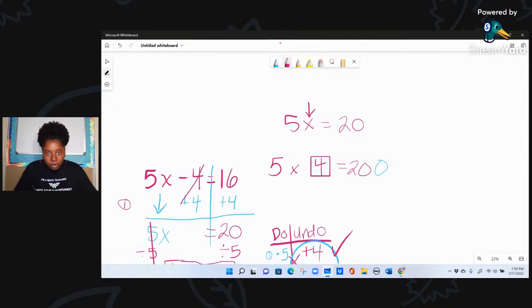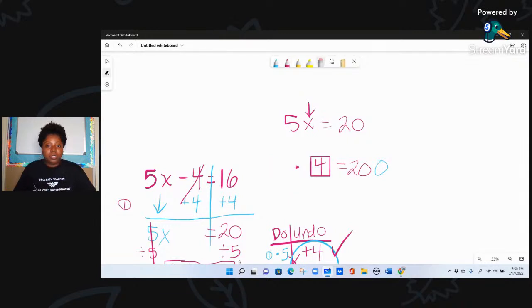5 times 4 is 20. Now, because you're in, I want to say, 7th grade, we no longer use x for multiplication, right? You'll see the dot, or you'll see the numbers next to each other like this, 5x, or you'll see parentheses like this. All of that means multiplication.